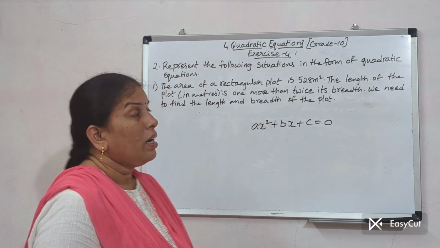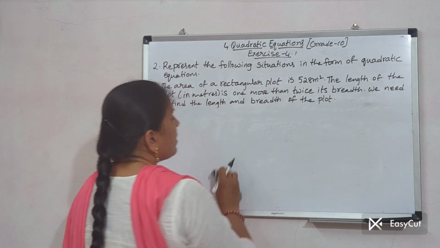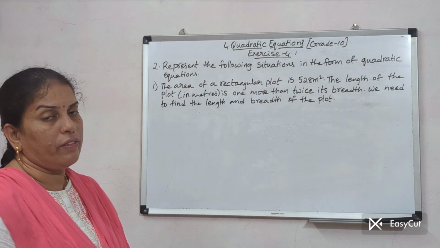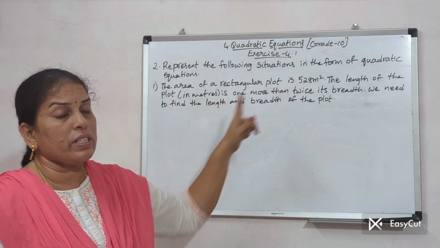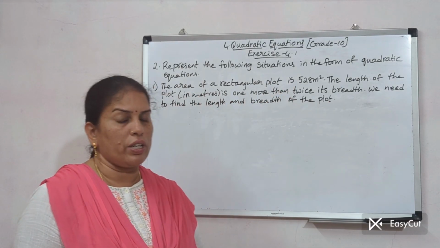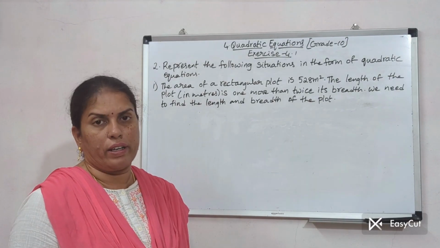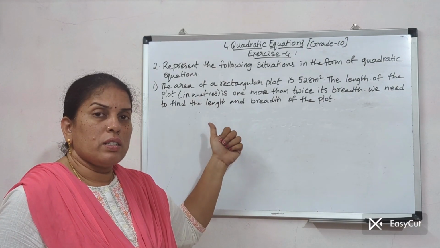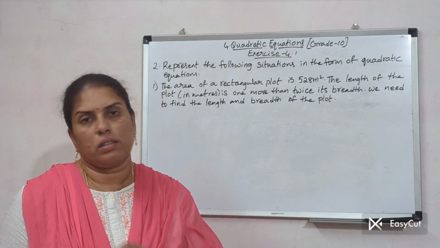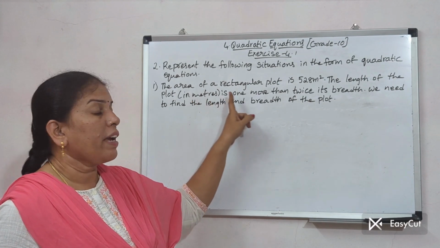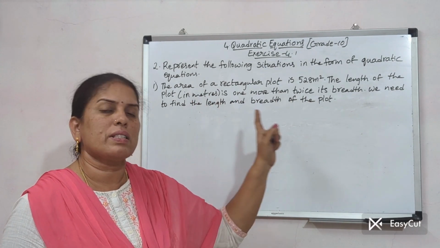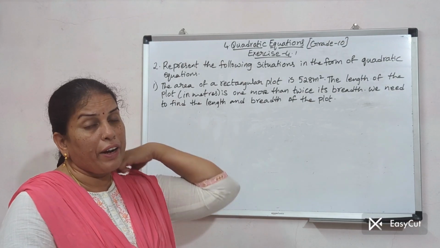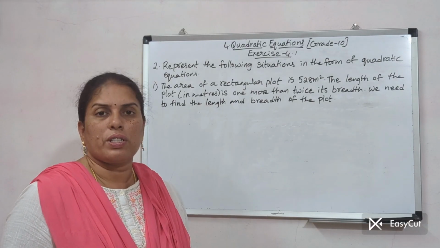Understood? Now, let's go into the question. What is the question? Represent the following situations in the form of a quadratic equation. They have given the situations, that means they have given sentences, and you must convert them into quadratic equations. All of you understood? Now, if you want to do these questions, you must understand the word to word meaning. That means you must carefully read the question and try to understand it. In the question only, the solution will be very easy. It is not at all hard. If you try to understand, you can solve these questions very easily.